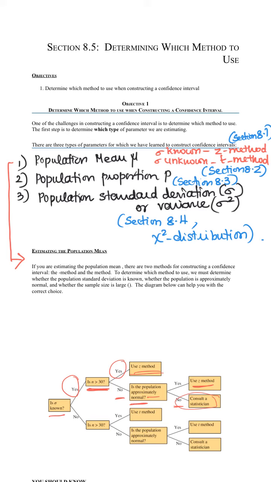And if sigma is unknown, we need to check whether the sample size is greater than 30. If yes, then use the T method. Otherwise you have to check whether the population is approximately normal or not. If it is normal, then you can use the T method. Otherwise we have to check with another statistician.